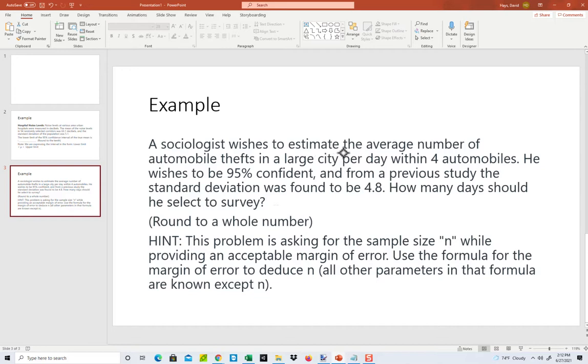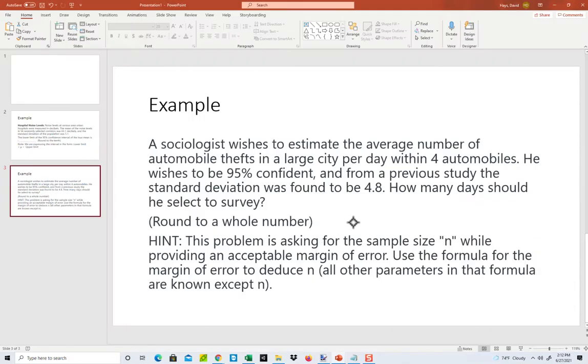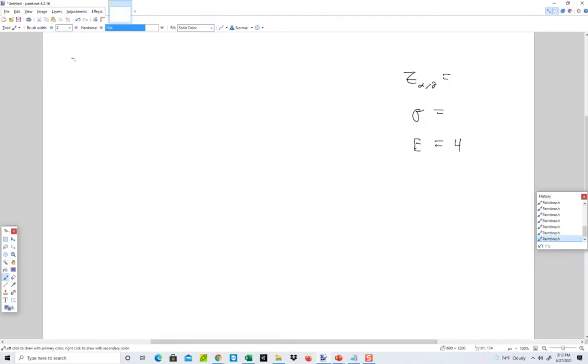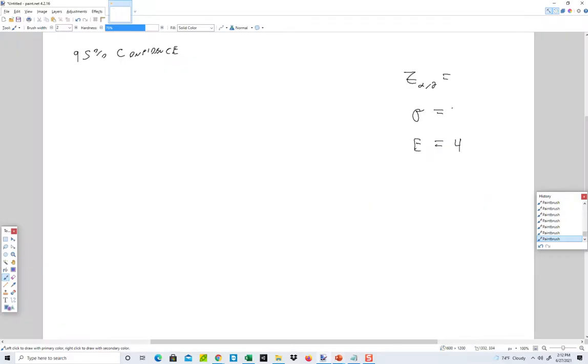It says a sociologist wishes to estimate the average number of automobile thefts in a large city per day within 4 automobiles. So the "within" is always your margin of error, telling us that E is 4. And he wishes to be 95% confident. So we're looking for 95% confidence. We'll come back to that. And from previous studies, the standard deviation was found to be 4.8. So that'll be our sigma. Sigma is either your population standard deviation or the amount from a previous study.